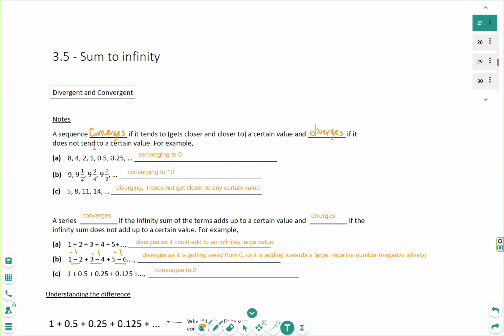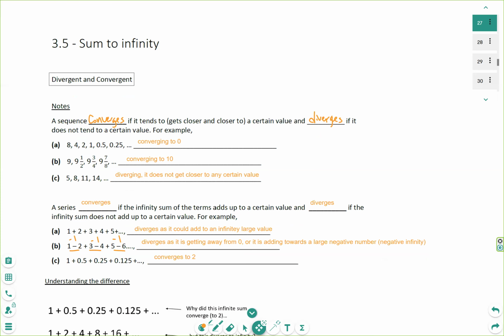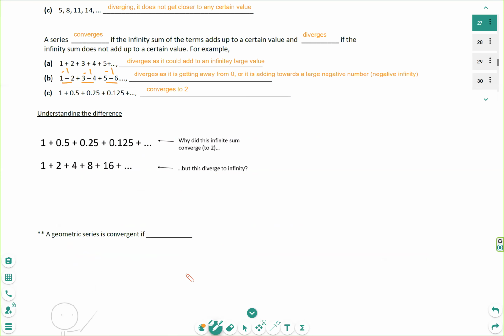This is also what we're learning today, which is about sum to infinity, about converging series, converging sequences. So understanding the difference, you can see in here 1 plus 0.5 plus 0.25 plus 0.125. Why does this infinity converge to 2? You can say because r equals a half.